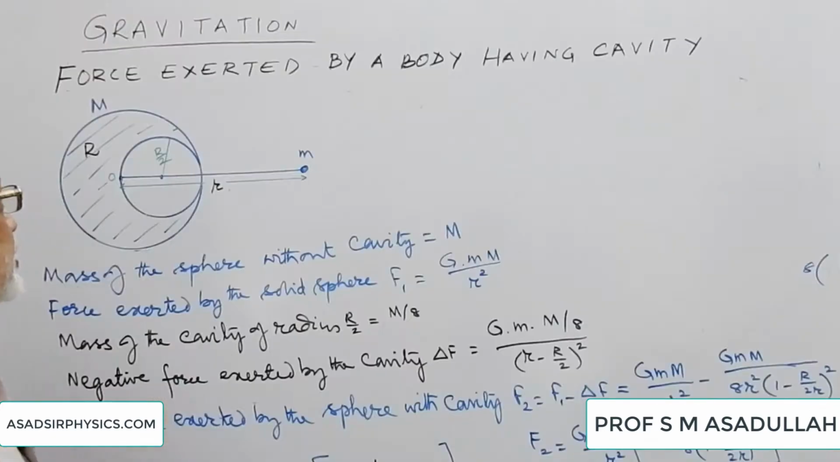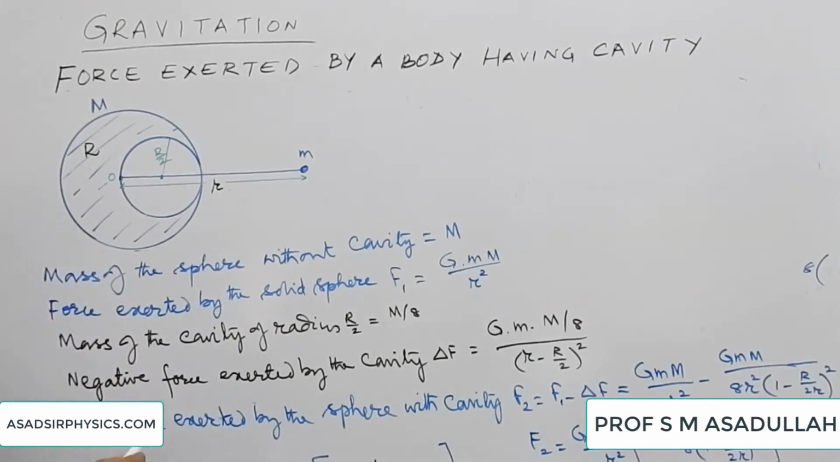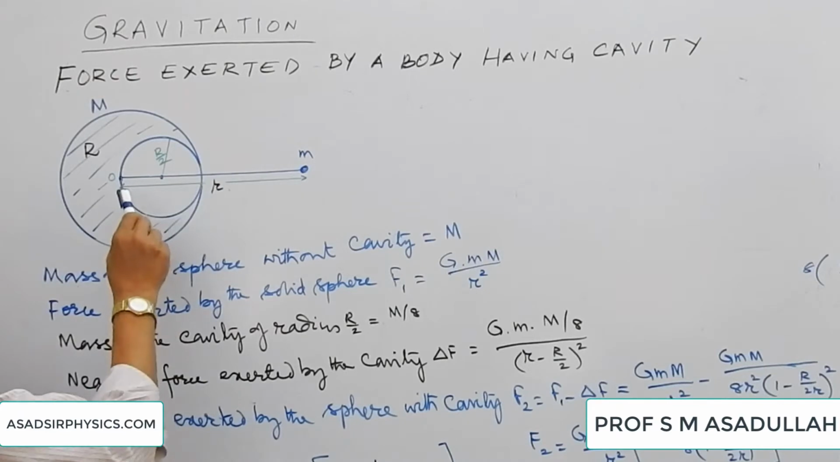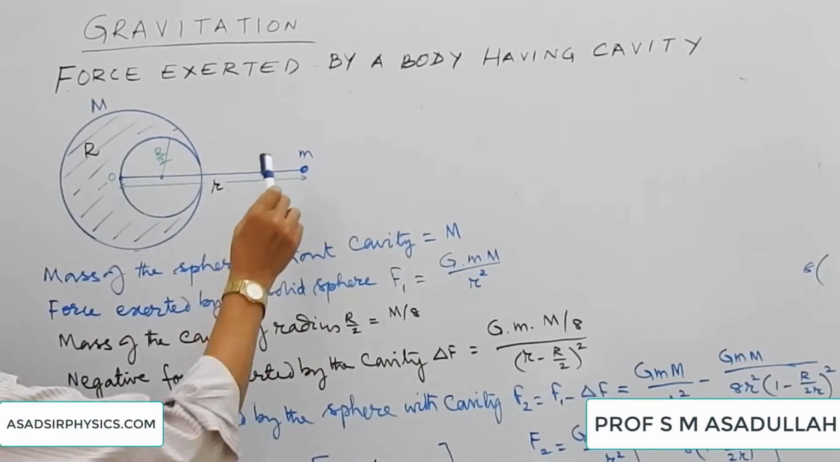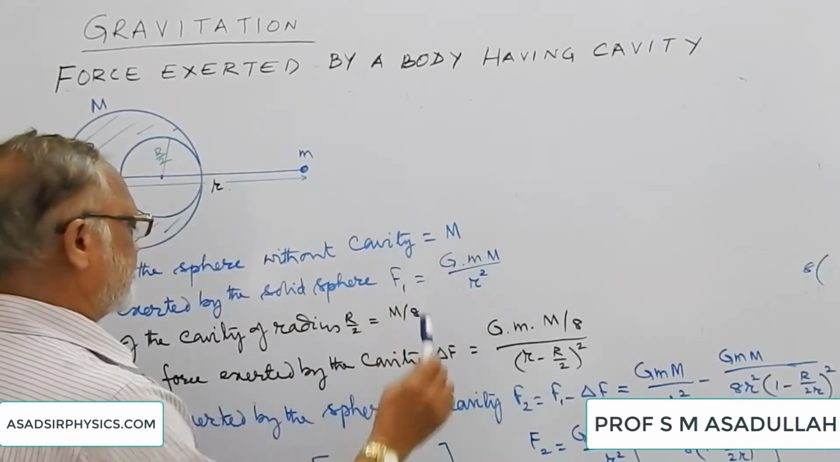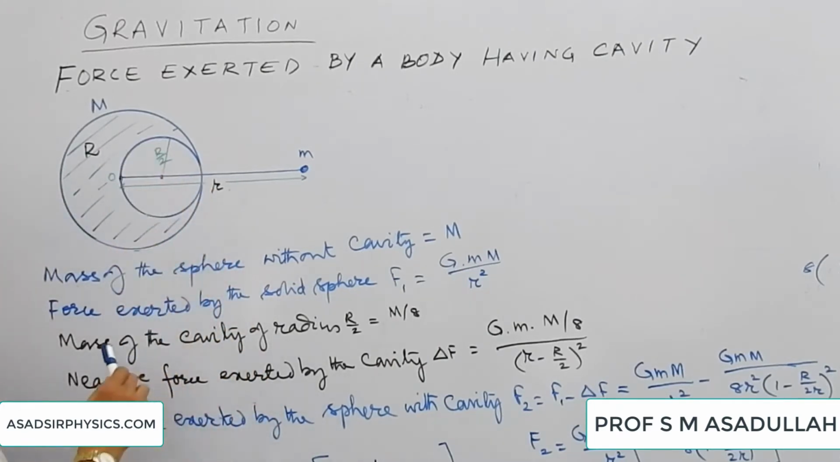Suppose we have got a solid sphere of radius R and mass M. Suppose a point mass m is kept at a distance small r from its center. Then the mass of the sphere without cavity is capital M. The force exerted by the solid sphere on this point mass, F1, is equal to GMm by r square. Suppose we make a cavity. This cavity has got a radius R by 2.